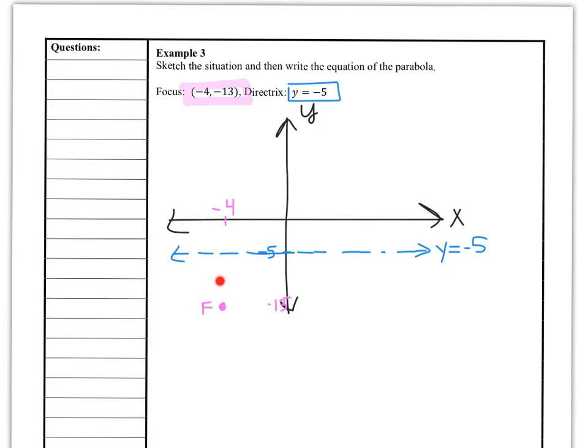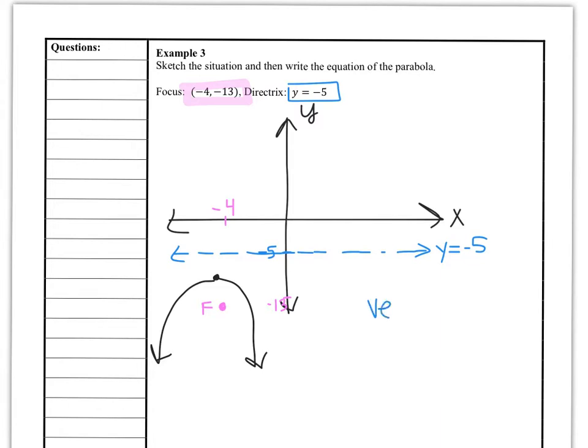We just have to find the exact coordinates, and it's definitely going to open downward because we cannot have it open up towards the directrix. So I'm going to go ahead and draw in the parabola. The vertex is right here, right in between, and it's got to open downward.